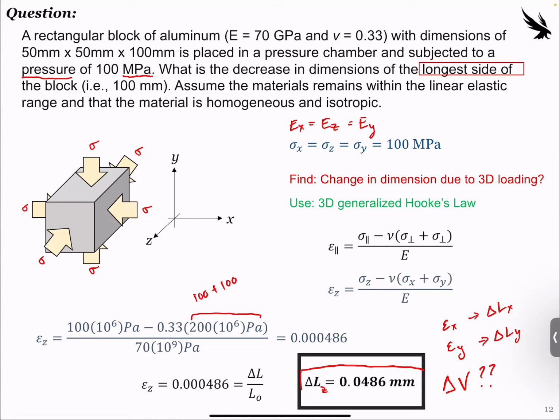So this is one of the examples of the benefit of keeping things in the linear elastic region, but then also using the generalized Hooke's law.